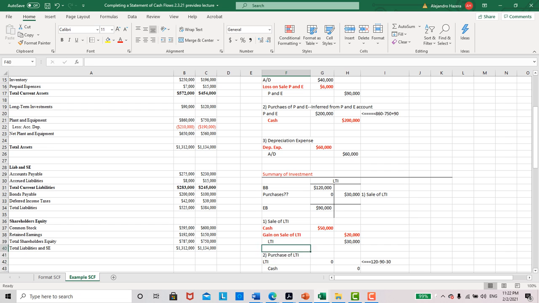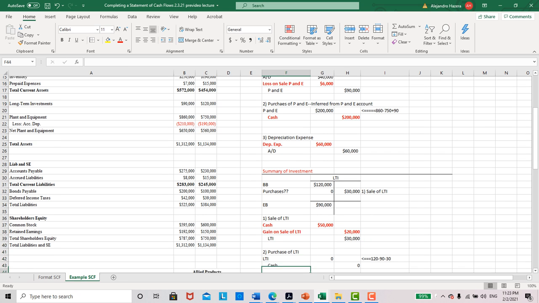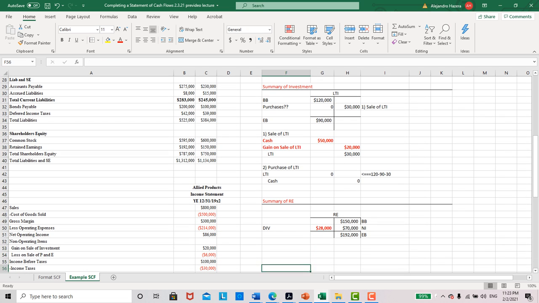And then I went through the investment account, and you're going to have a cash inflow in the investing section, and you're going to subtract out that gain in the operation section. And then finally, always reconcile retained earnings.